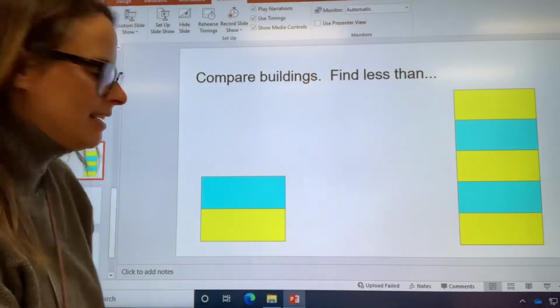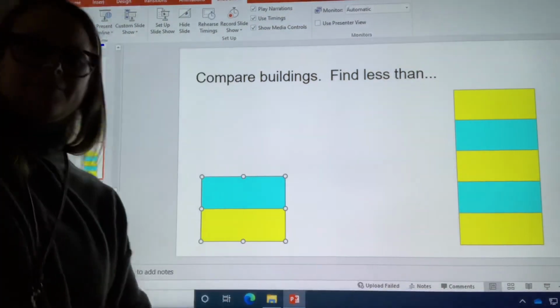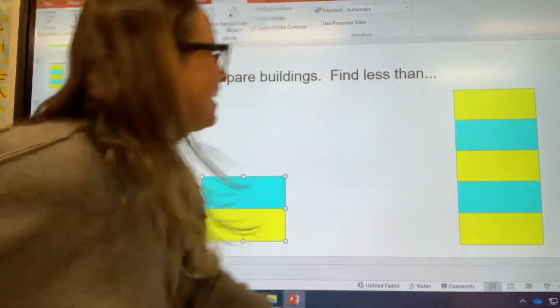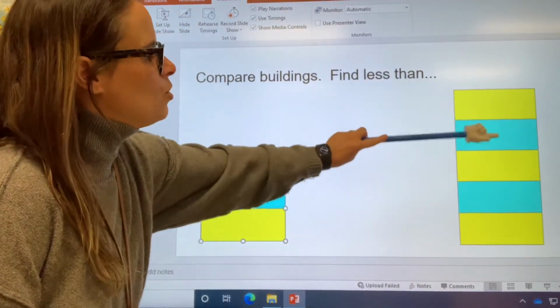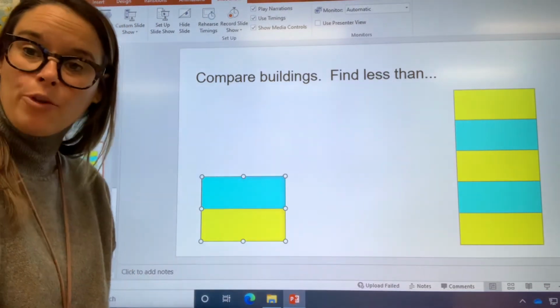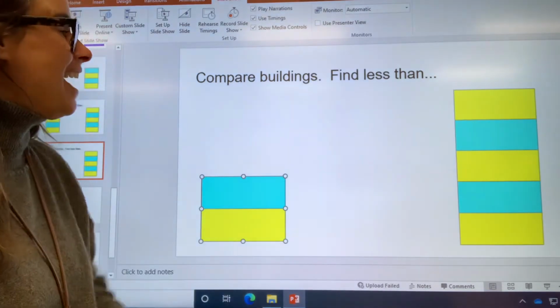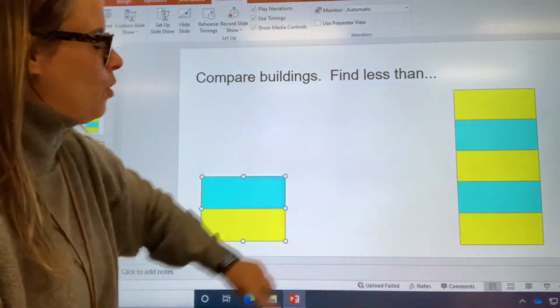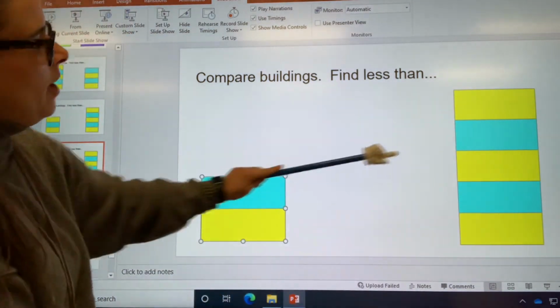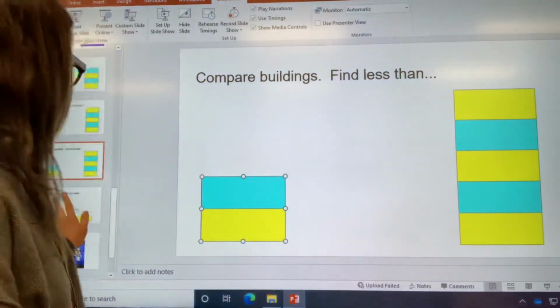How about this? Let's count. 1, 2. And let's count this building. 1, 2, 3, 4, 5. Which one has less floors than the other building? Did you point to this one again? You're right, it still has less. This one has a lot more floors now. This one had 2, this one has 5. 2 is less than 5.